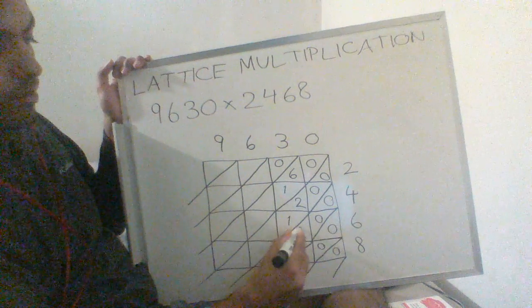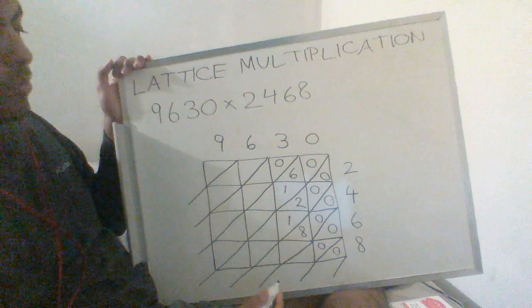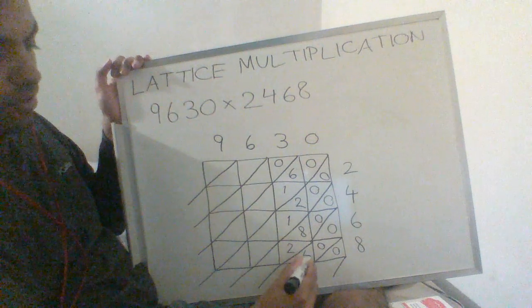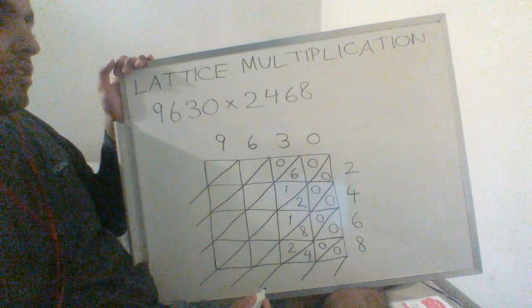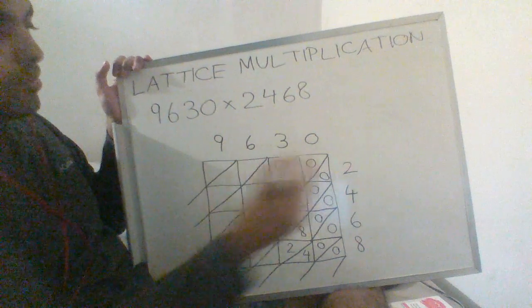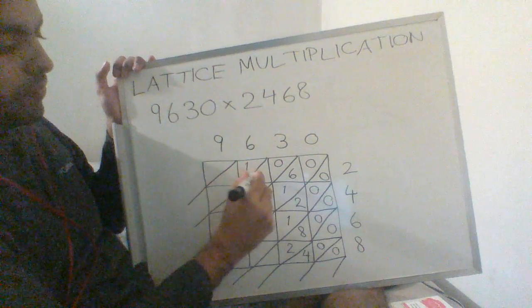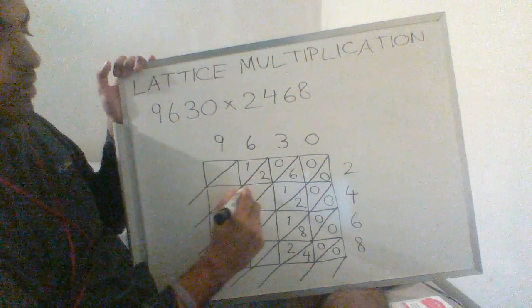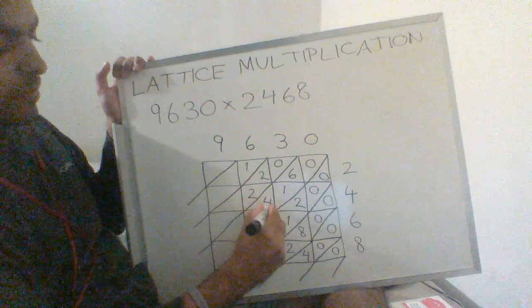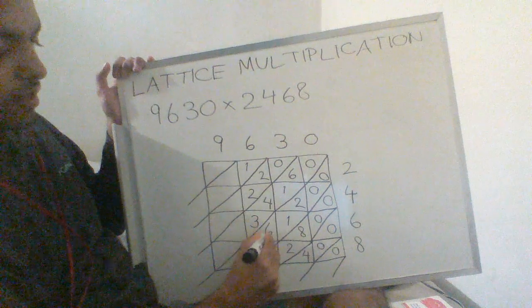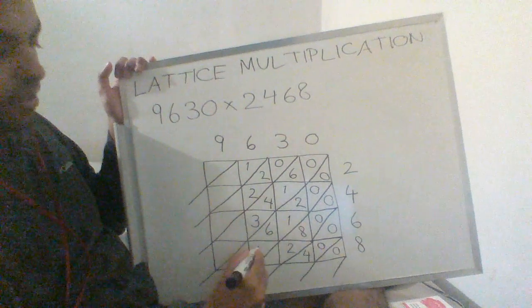So you're going to have to line those up there. 1 in the tens place, 8 in the ones place. And 3 times 8 is 24. So the 2 goes upstairs, the 4 goes downstairs. Now we do the same thing with the 6. 6 times 2 is 12. 6 times 4 is 24. 6 times 6 is 36. And 6 times 8 is 48.